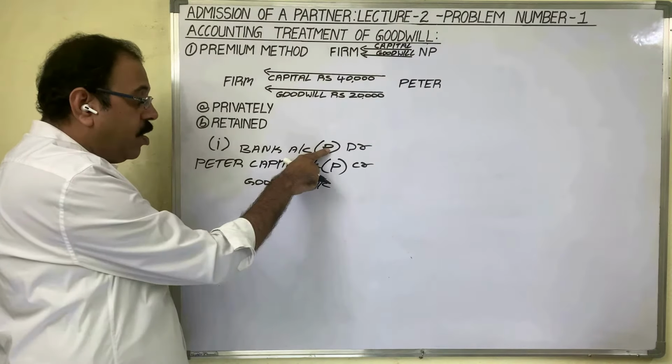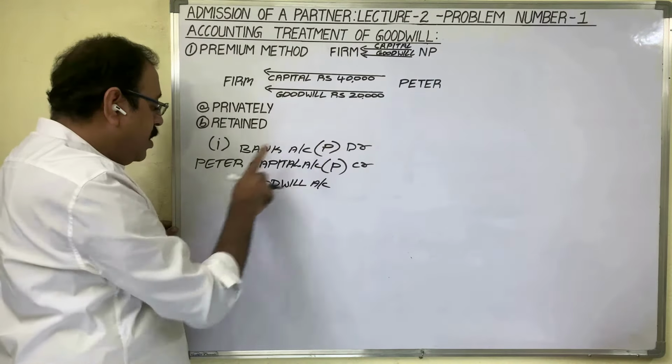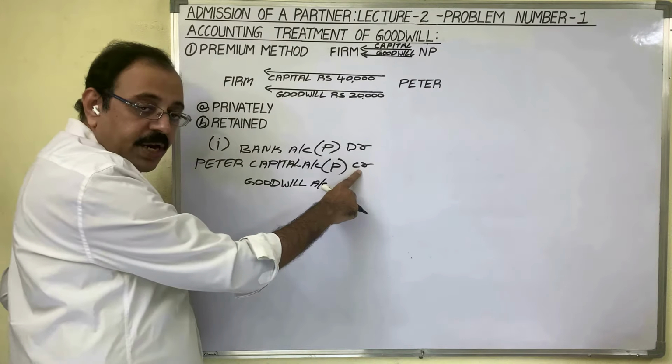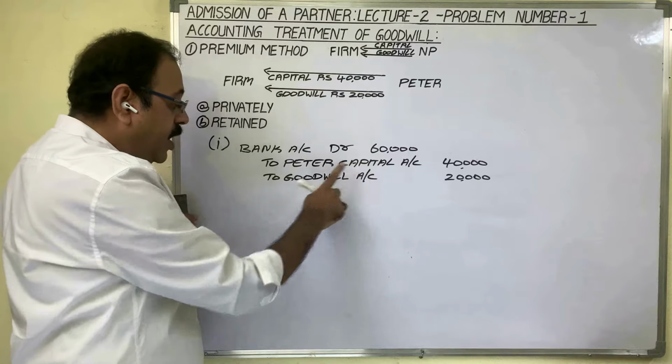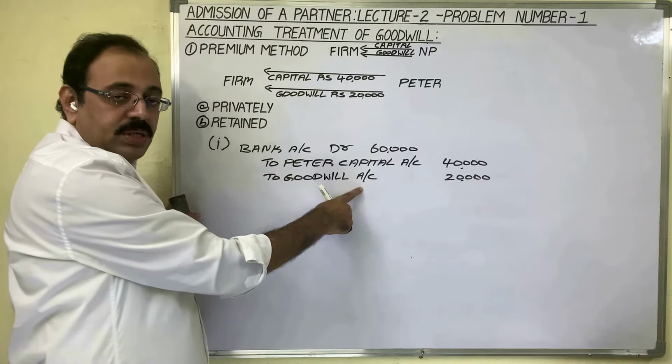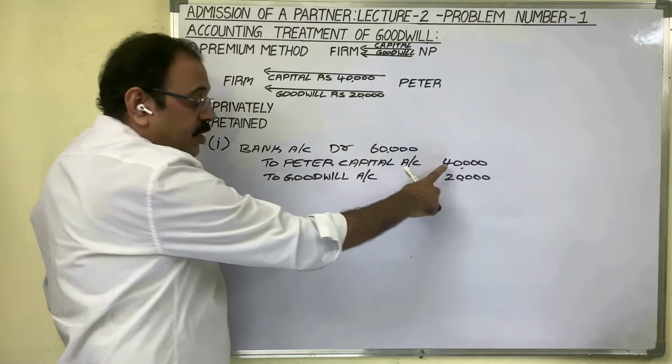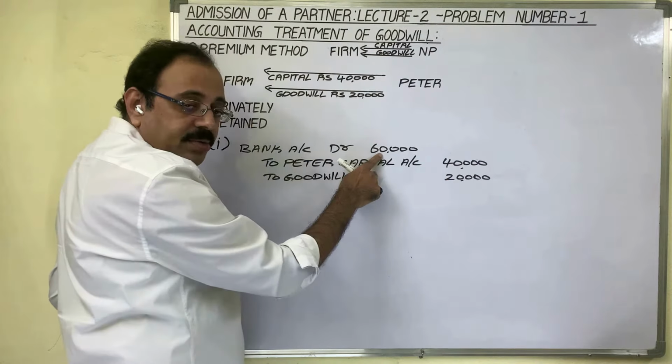So, bank account should be debited, Peter capital account should be credited. So, the entry is: bank account debtor to Peter capital, to goodwill account. Bank account, these two amounts total you have to write.